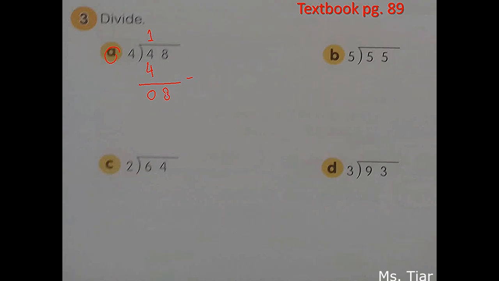Now 8 is the ones. Let's check. 8 divided by 4, we get 2. We put it on the ones. 2 times 4 is 8. Any remainder? No. So this is the answer. 1 is the tens, 2 is the ones.